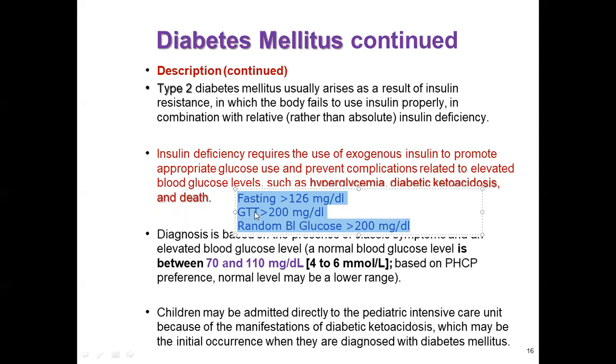Or we can check GTT. GTT stands for oral glucose tolerance test. The oral glucose tolerance test must be more than 200 milligrams per dL to indicate the patient has turned diabetic. Or random: a casual blood glucose of more than 200 milligrams per dL also indicates the patient has a chance of diabetes mellitus.